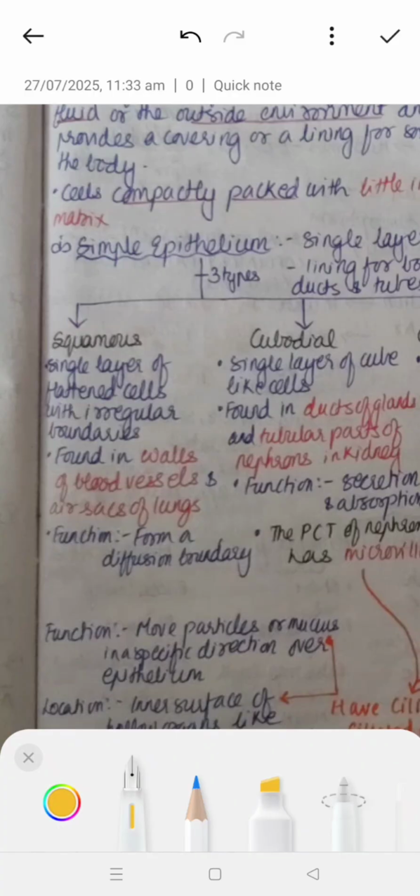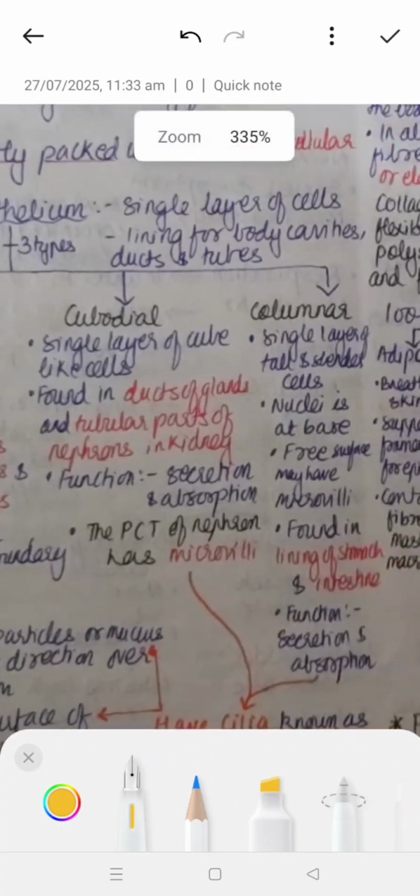The cuboidal epithelium is a single layer of cube-like cells found in the ducts of glands, PCT and DCT, and the tubular parts of nephrons in kidneys. Function is secretion. Squamous is only a diffusion boundary, cuboidal is secretion and absorption. The PCT of nephron has microvilli. Next we have the columnar epithelium, a single layer of tall and slender cells. Nuclei are located at the base. Free surface is made of microvilli, found in the lining of stomach and intestine. Function again is secretion and absorption.